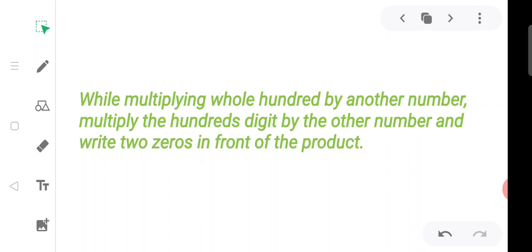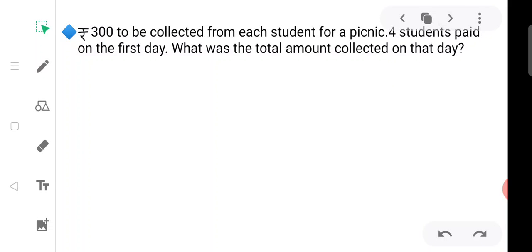While multiplying whole hundreds by another number, multiply the hundreds digit by the other number and write 2 zeros in front of the product. Now let's come to the next example.